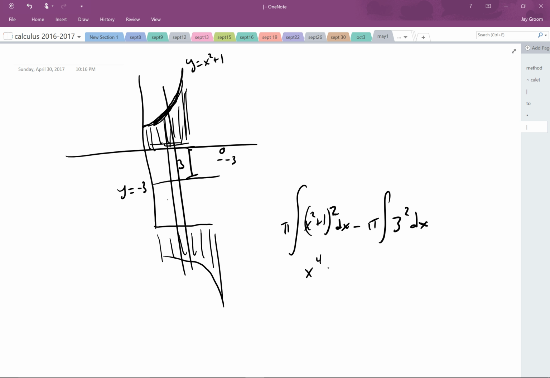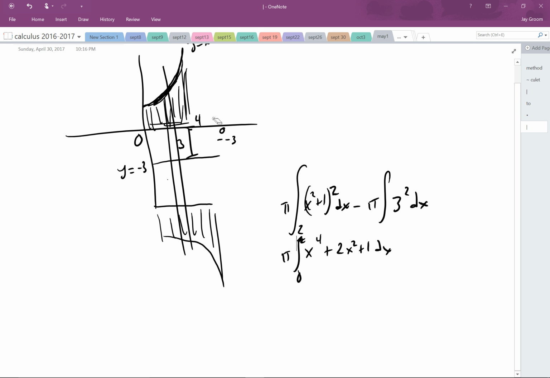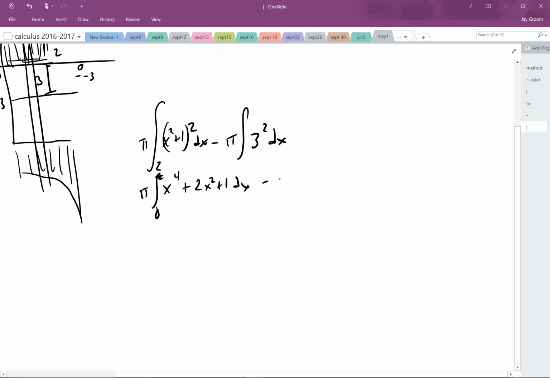X to the fourth plus 2x squared plus 1 dx. We didn't say what the limits were. Let's go from 0 to 4. No, let's do 0 to 2, that way I won't have to use a calculator. Minus 9 pi dx. This is just going to be an x, and if you put in a 0 and a 2, it just gives you a 2. Minus 18 pi.